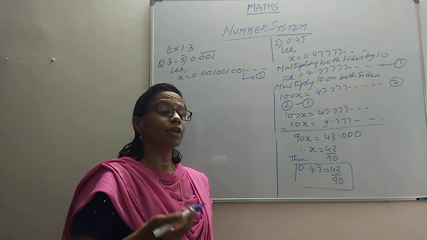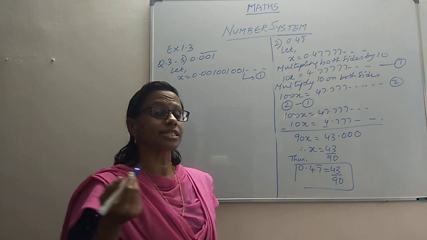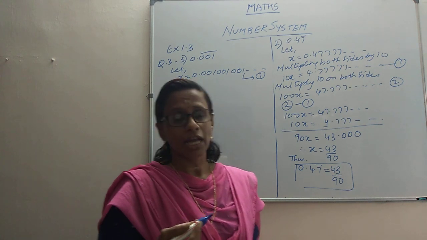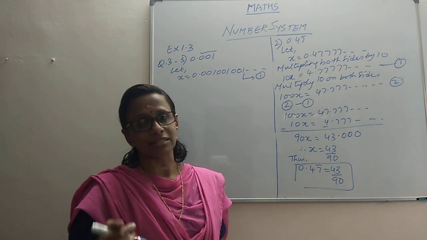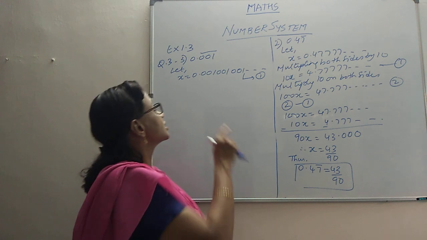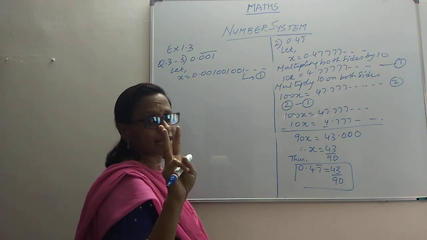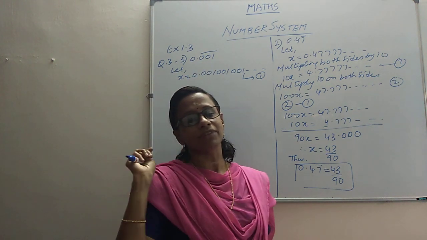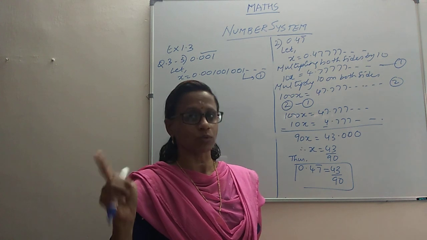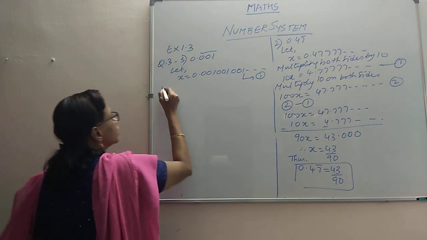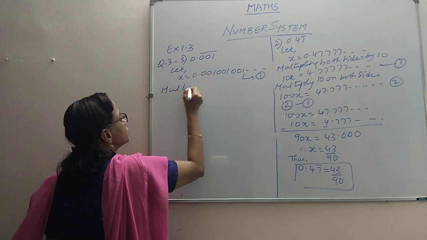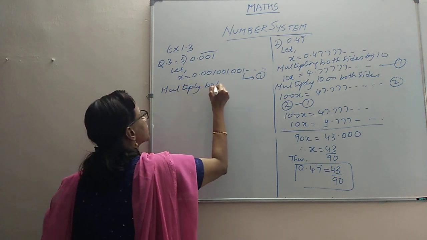Then we will look out for the number of digits which are recurring in the decimal. The number of digits which are recurring in the decimal is 3, because 0, 0, 1, these 3 digits are recurring. Because 3 digits are recurring, we are going to multiply both sides by 1000. So therefore, in order to get our equation number 2, we will multiply both sides by 1000.